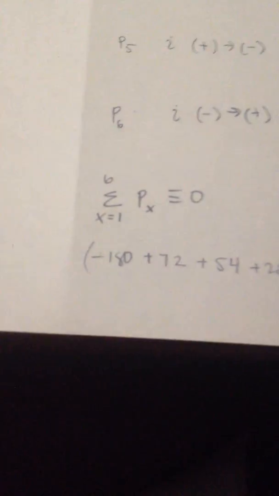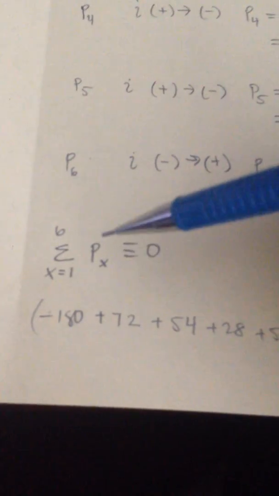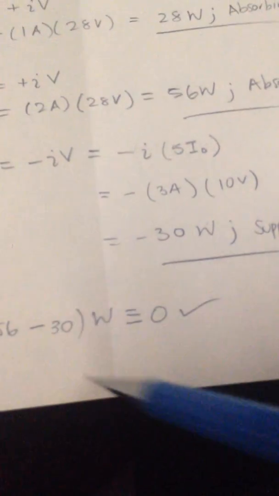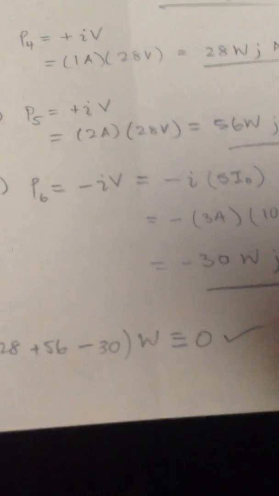And then what I did to check my work was I just used the fact that the sum of the powers has to be 0. So I just added up all my powers, and I got it to be exactly 0. So that's my work. Thanks.